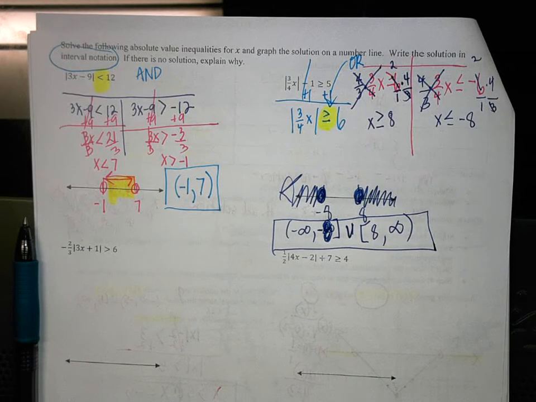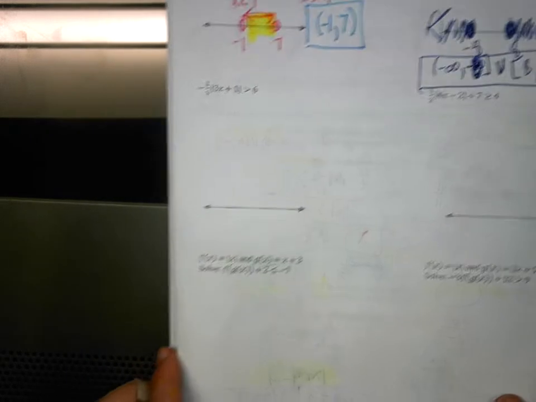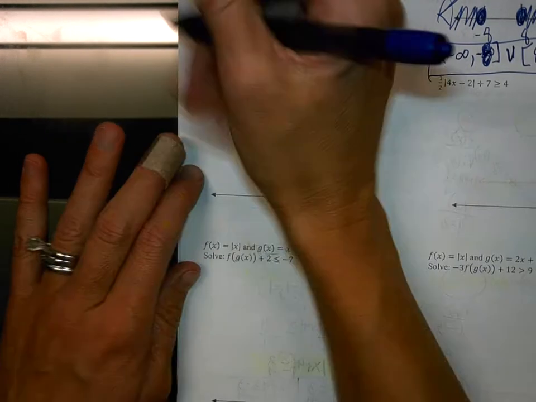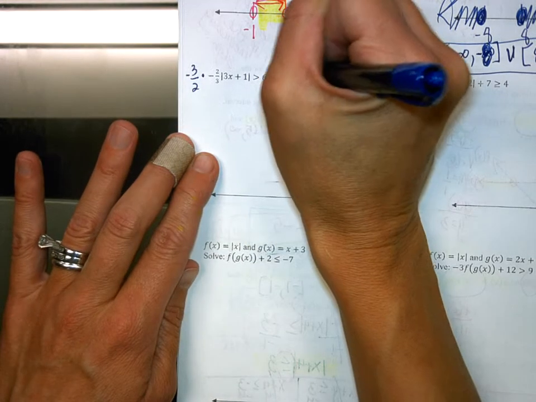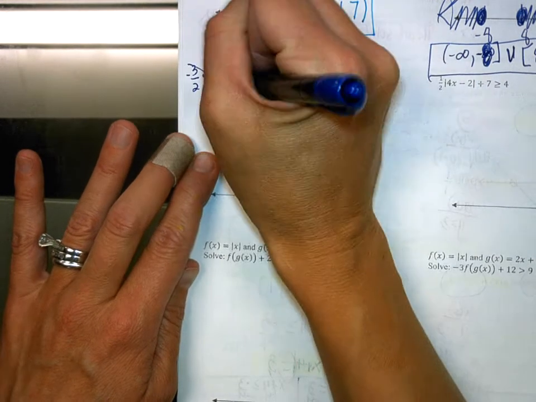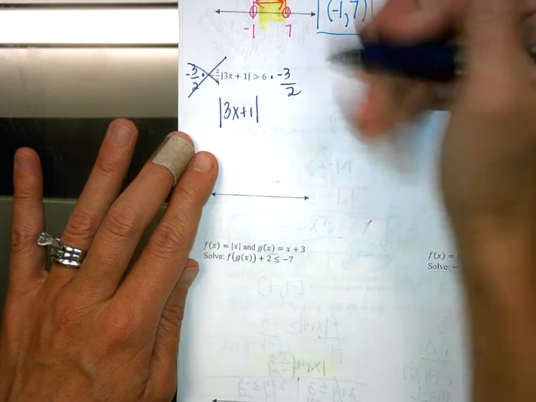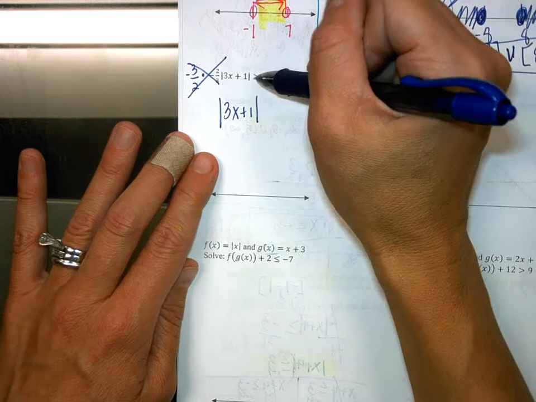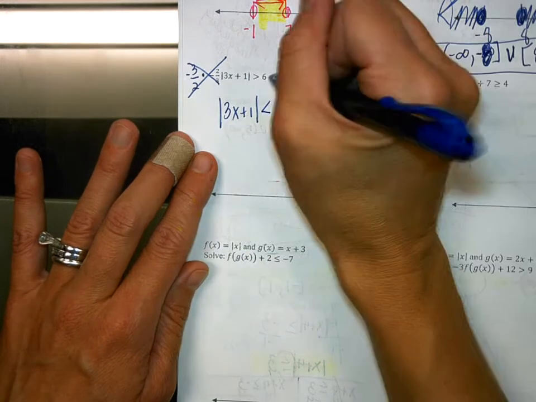Okay, what am I going to do on this one? How do I get rid of that negative 2/3? Multiply by the reciprocal, and it's going to be negative 3/2. That eliminates everything. We have the absolute value of 3x plus 1. What happens when you multiply or divide by a negative? You have to flip that. So we get less than. And then what does that reduce to become?